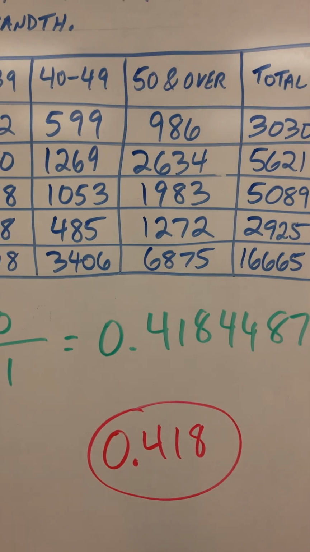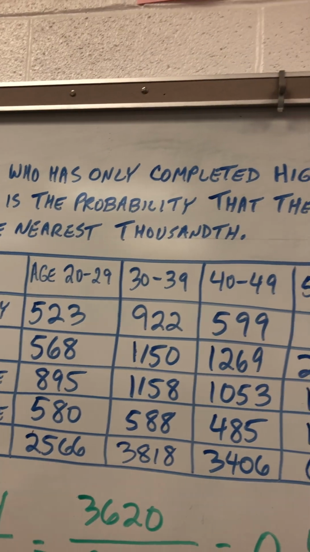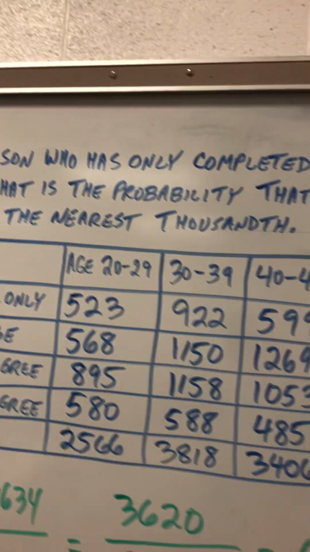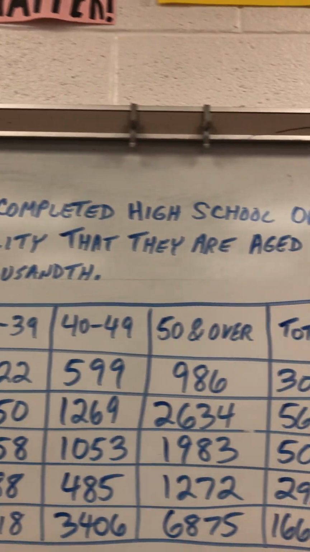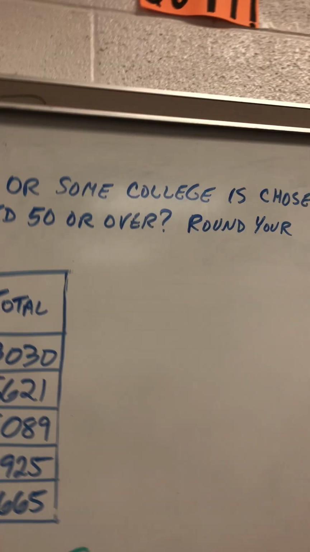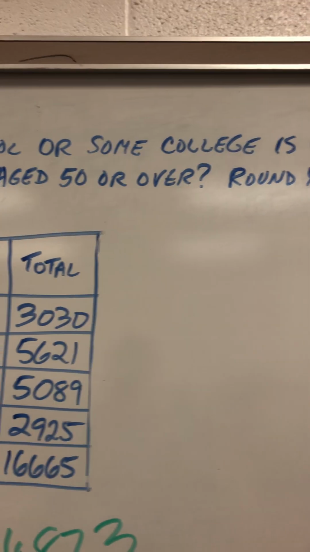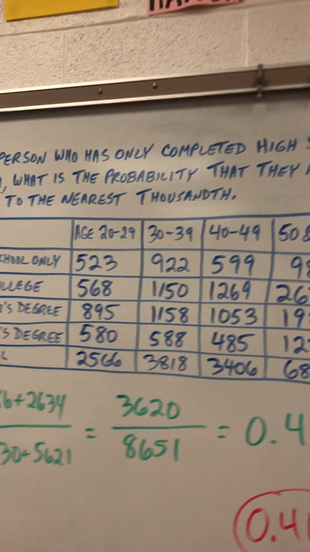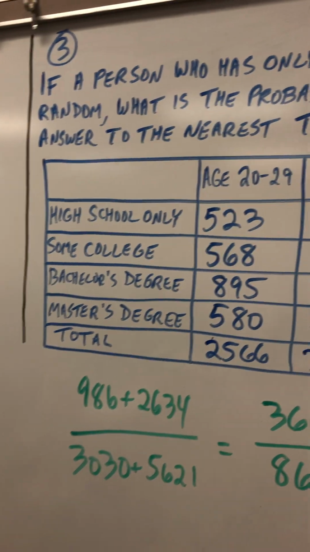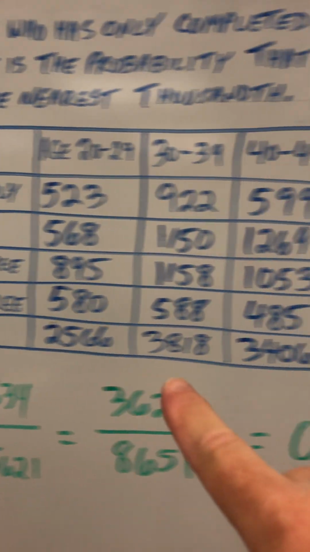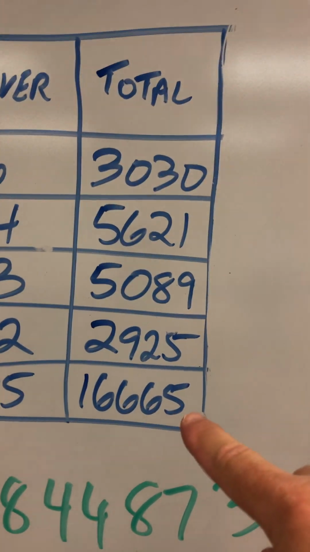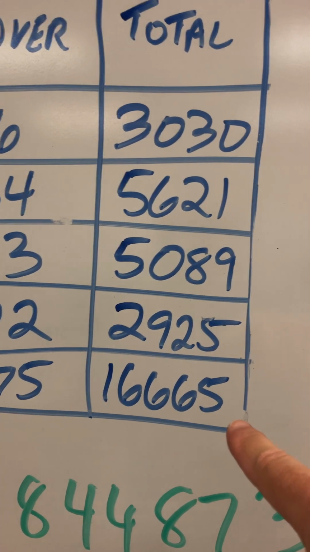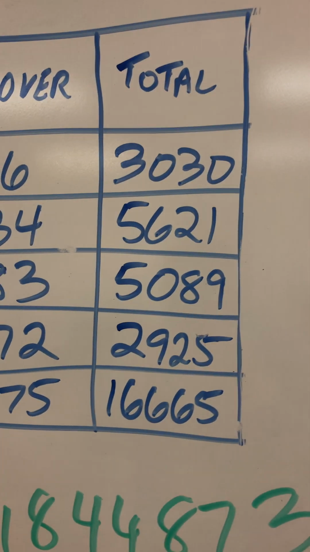Now, if you have a problem in one of these problems that says the entire community, all right, instead of just saying a person who has only completed high school or some college, your problem might say a person is chosen at random from the entire community. If it's the entire community, then you're going to be looking for, under total, this number over here is your total. It's always the bottom right-hand number. That'll be the total from the entire community, which will be on the bottom.